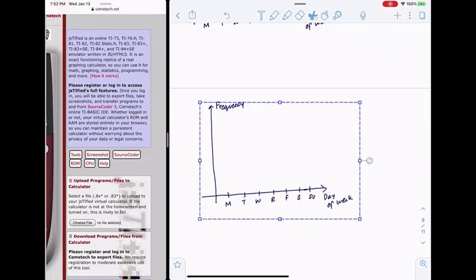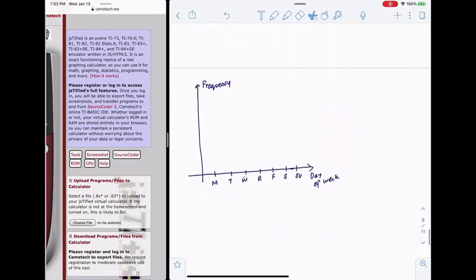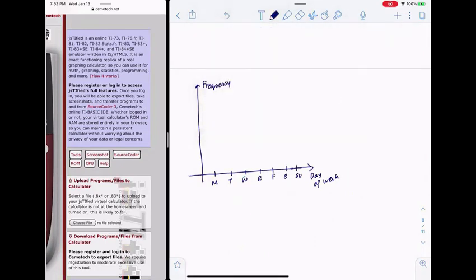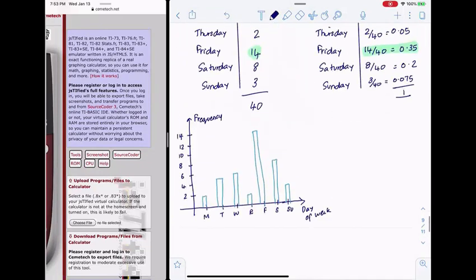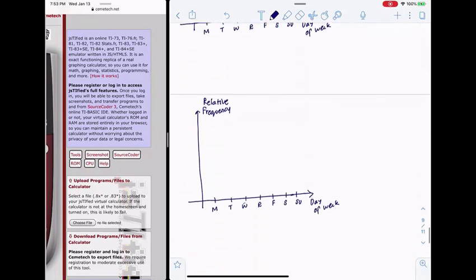Now, the only difference between a frequency bar graph and a relative frequency bar graph is that the y-axis in a relative frequency bar graph is not frequency, rather it is relative frequency. And we have to have the y-axis in percentages. So I'm going to have 0.05, 0.1, 0.15, 0.2, 0.25, 0.3, 0.35.